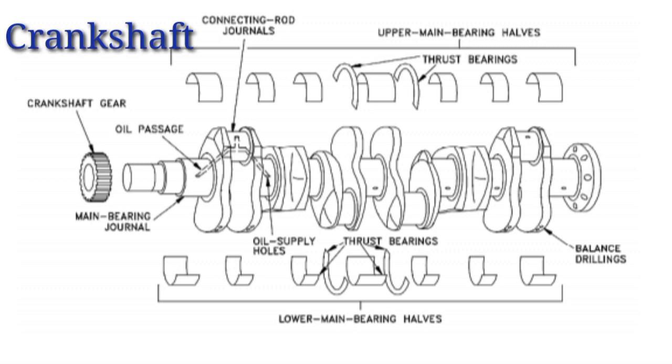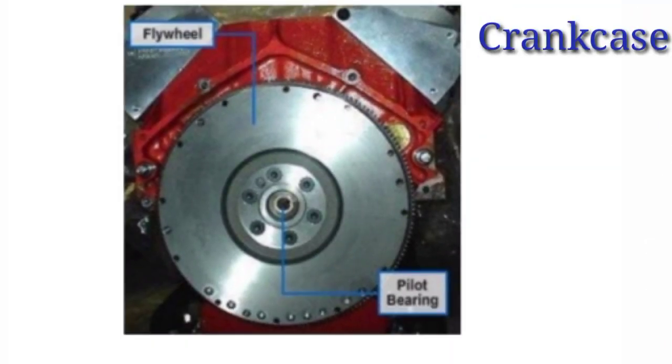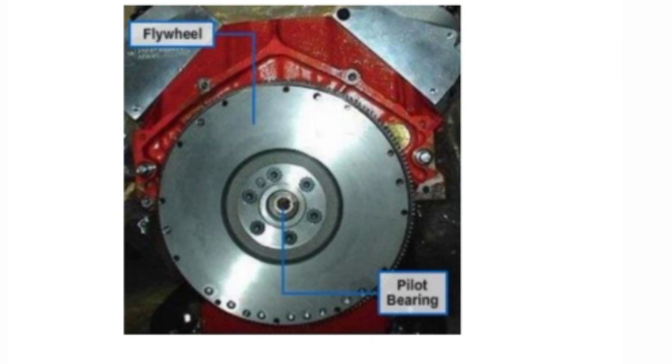Crankshaft. It converts the reciprocating motion of the piston into rotary motion with the help of the connecting rod. Special steel alloys are used for manufacturing of the crankshaft. It consists of an eccentric portion called crank. Crankcase. It houses the cylinder and crankshaft of the IC engine and also serves as a sump for the lubricating oil.